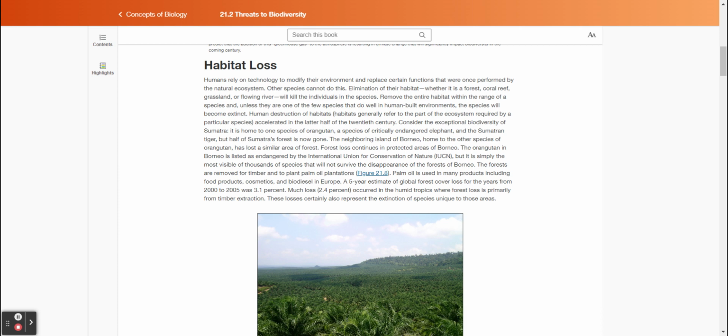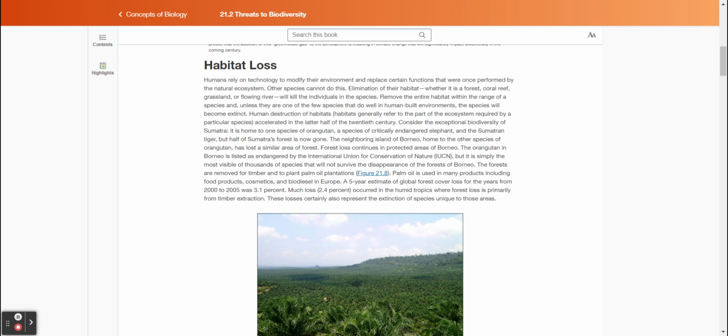Human destruction of habitats, which generally refers to the part of the ecosystem required by a particular species, accelerated in the latter half of the 20th century. Consider the exceptional biodiversity of Sumatra. It is home to one species of orangutan, a species of critically endangered elephant, and the Sumatran tiger.